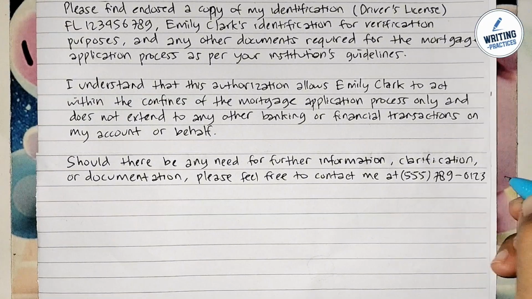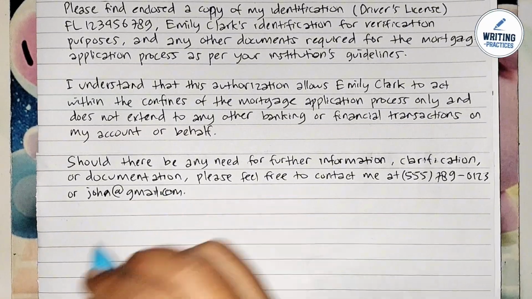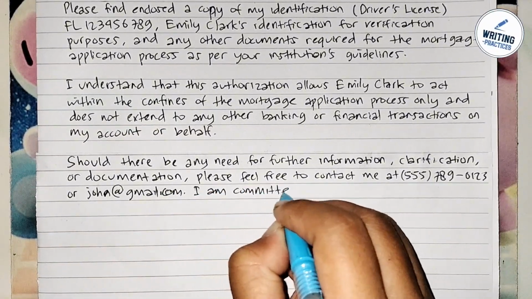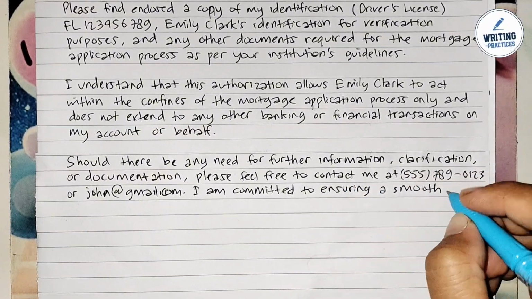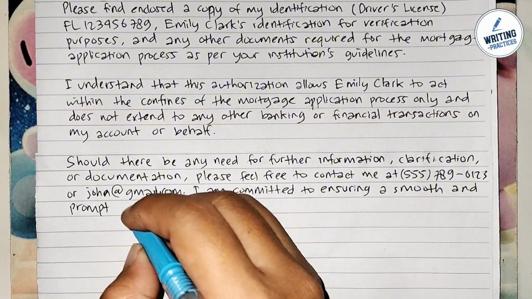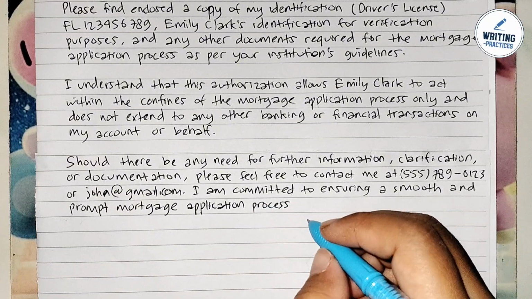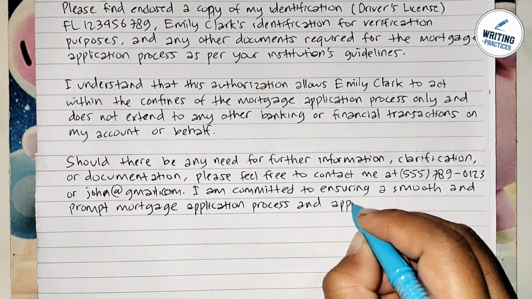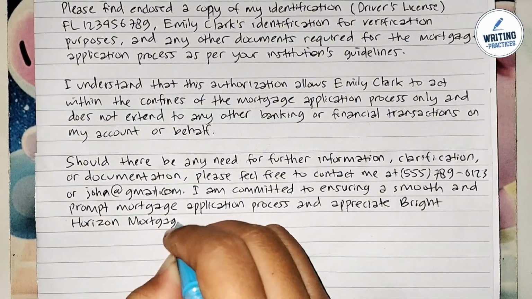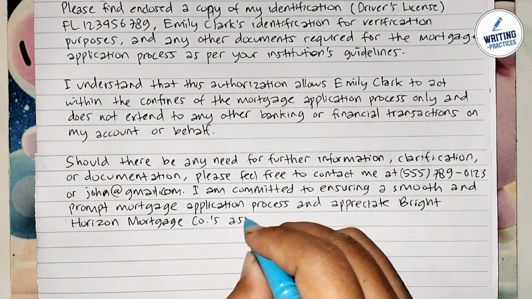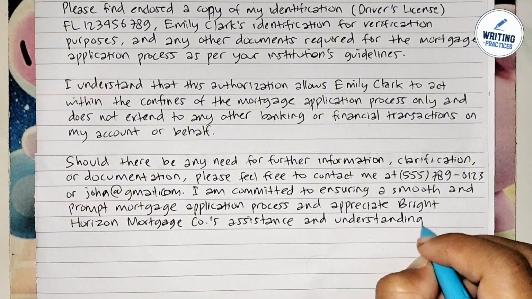Should there be any need for further information, clarification, or documentation, please feel free to contact me directly at 555-789-0123 or john.anderson@email.com. After giving your contact information, now you write your commitment to the process. Affirm your commitment to a smooth and prompt process, emphasizing cooperation. And you may write something like, I am committed to ensuring a smooth and prompt mortgage application process, and appreciate Bright Horizons Mortgage Company's assistance and understanding in this matter.